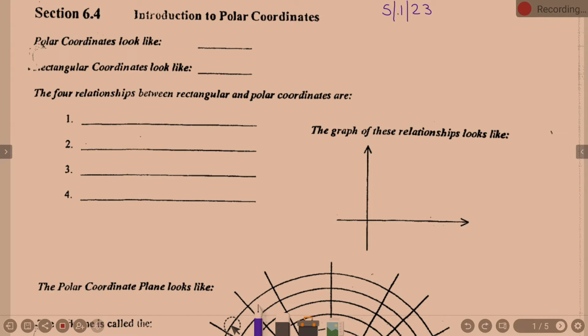6.4, in my thoughts, we're going our third direction in Chapter 6. We started talking about vectors. We spent a lesson talking about parametric equations. And now we're going to spend a little bit of time talking about polar coordinates.